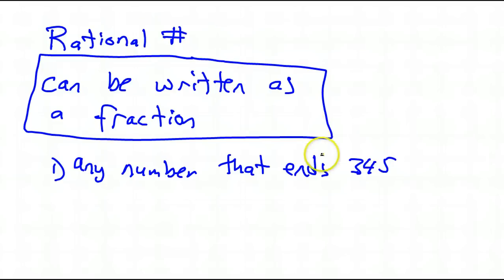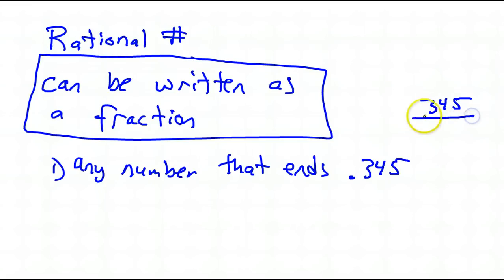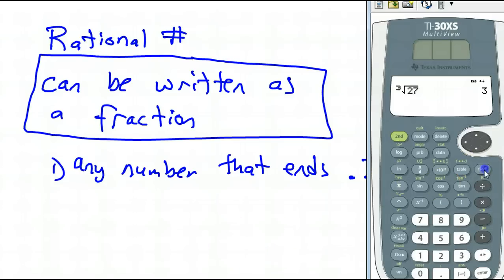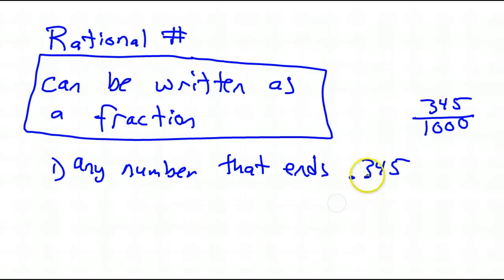If I said 0.345, this is still rational. It could be written as a fraction as well. 0.345 is 345 thousandths. Let's take a look at it on your calculator. If I say 345 over 1,000, oh look, 0.345. So any number that ends, whether it's a decimal or not, is automatically going to be rational.